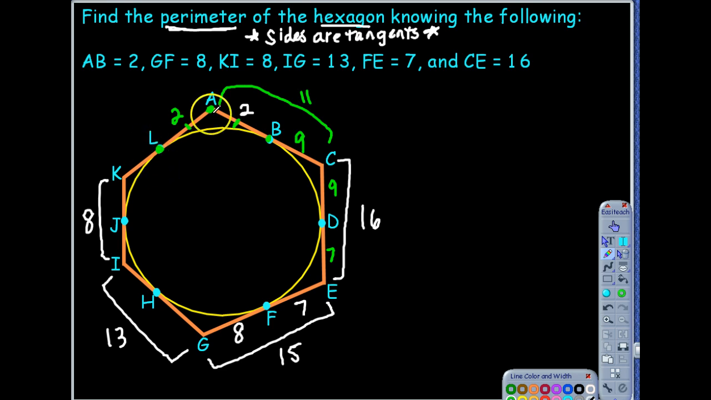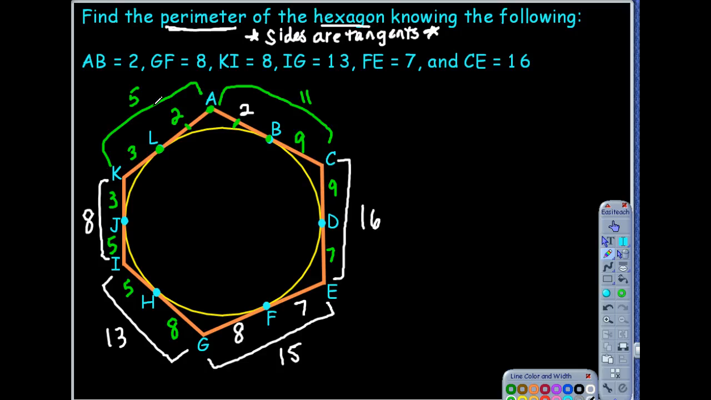Okay. So let's go over here. I don't know anything here, so I'm going to go over here because I'm going to work my way around. Notice how I started here and worked my way around. GF is 8, so that means GH is 8, which means that HI would be 5, because these two add up to 13. So JI is 5, which would leave KJ to be 3, because those two add up to be 8. Which means KL is 3, because these are congruent. So that means this side is 5. All right. So now we still have to find the perimeter.